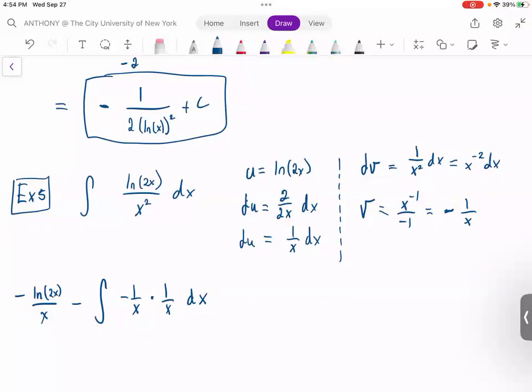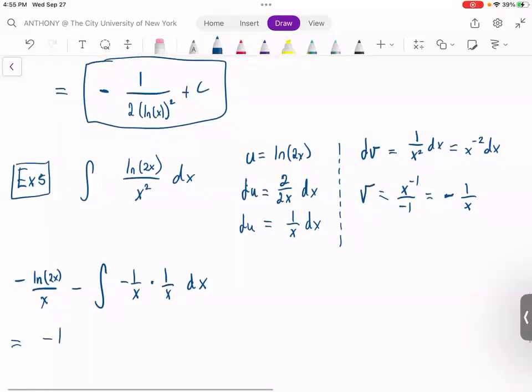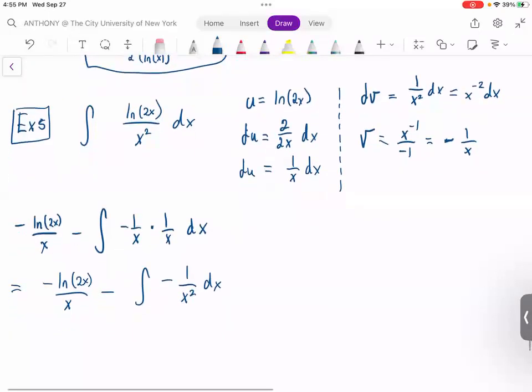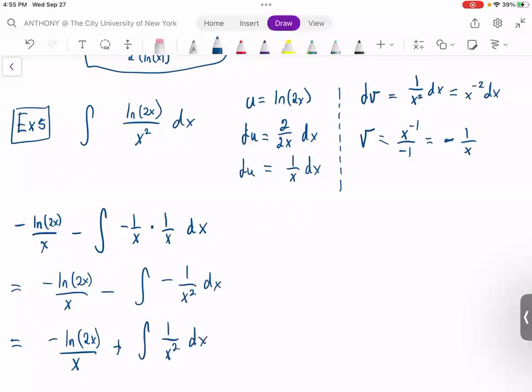Now you just combine like terms inside the integral, and then you integrate. Right? What's negative 1 over x times 1 over x? Negative 1 over x squared. It's negative 1 over x squared dx, but that negative sign, I can pull it outside of the integral. And if I pull this negative outside, what happens to the two negatives? It turns positive. So we will have negative ln of 2x over x plus the integral of 1 over x squared dx. But didn't we just integrate this piece?